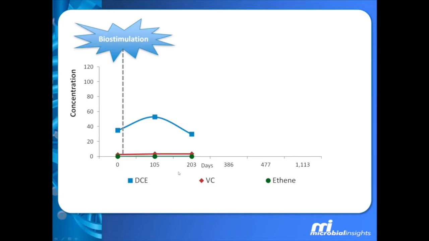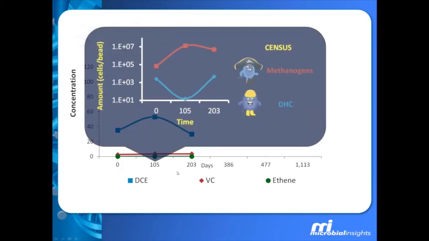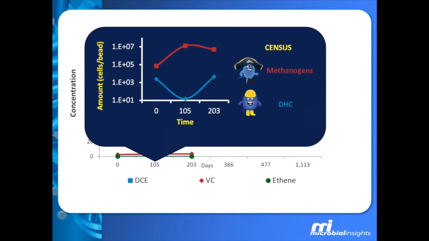If we superimpose on that the microbial results, we see that accompanying that increase in the DCE concentration was actually a decrease in the concentration of the dihelicocoides. But at the same time, there was an increase in the concentration of methanogens. So clearly what seems to be happening here is that in the first 100 days or so, the methanogens seem to be outcompeting dihelicocoides for the available resources.